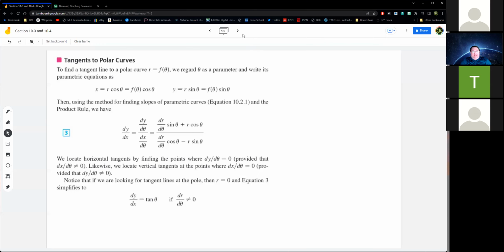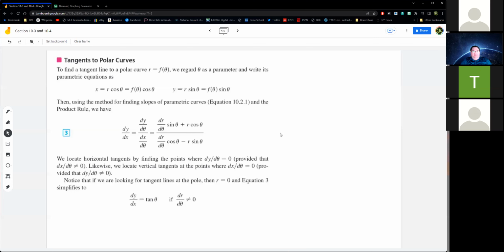All right, back to less fun stuff. Back to the calculus. All right, so for our polar coordinates we're going to find three things. We're going to find tangents. We're going to find arc length. And we're going to find area. Those are the three things we're going to look for.